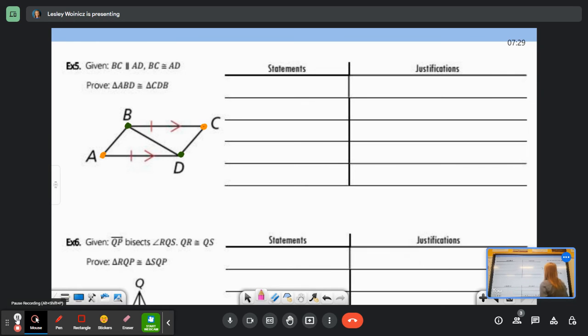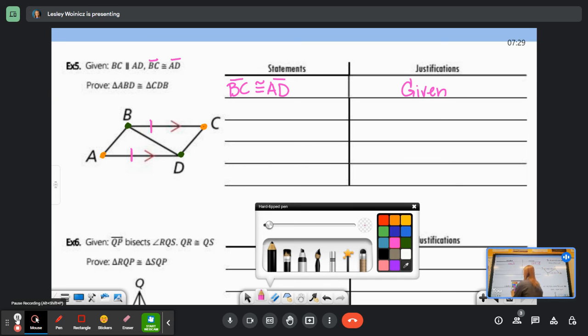Okay. So we know that BC is congruent to AD. Those should have little bars on them. Would you please add those? If I haven't added them for you, those need bars. So BC is congruent to AD, and that was given to us. So that's this and this. Okay. We know some information about another side.